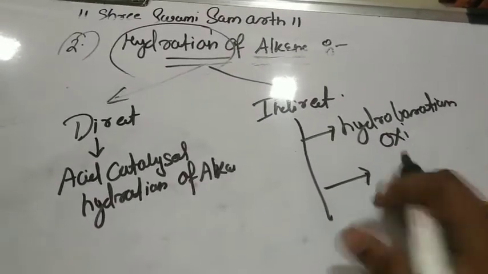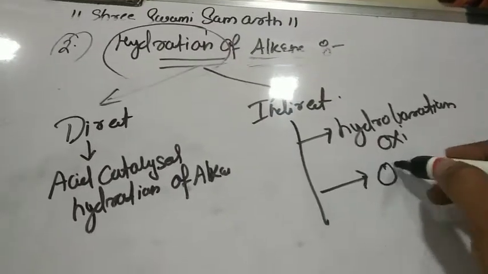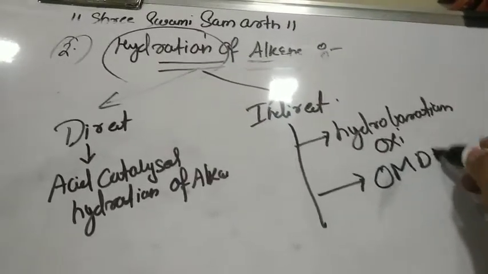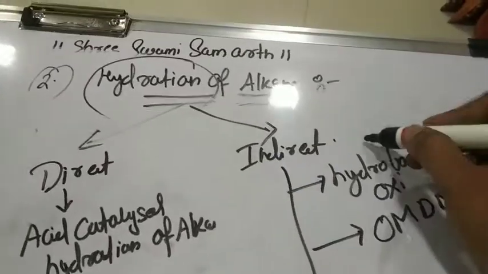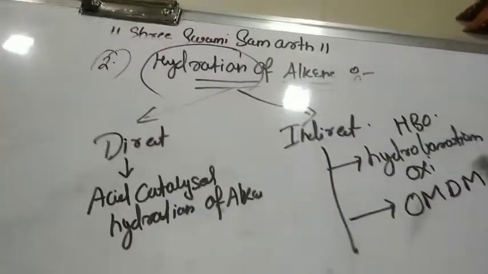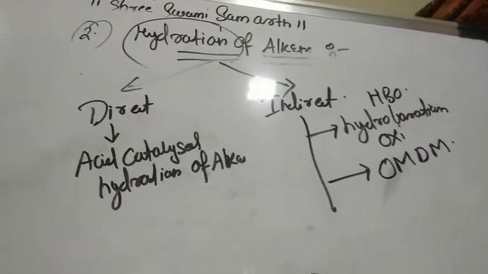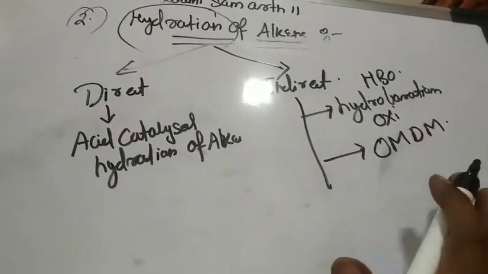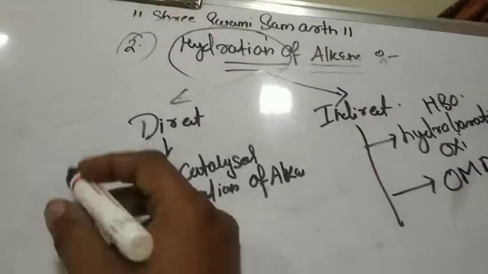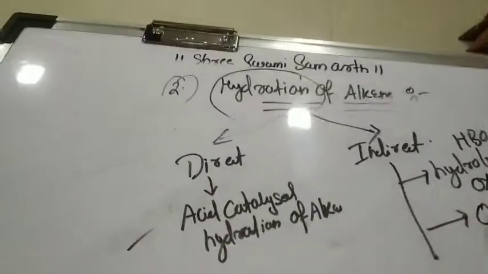I will write it in a short form. Oxymercuration and demercuration, that is OMDM, and this is HBO, that is the hydroboration oxidation of alkene. So direct भी देखेंगे, indirect भी देखेंगे. तो सबसे पहले हम लोग देखेंगे direct वाला मेथड, राइट?